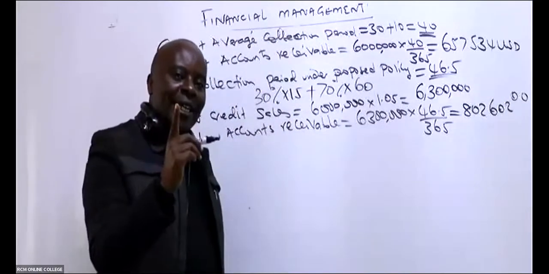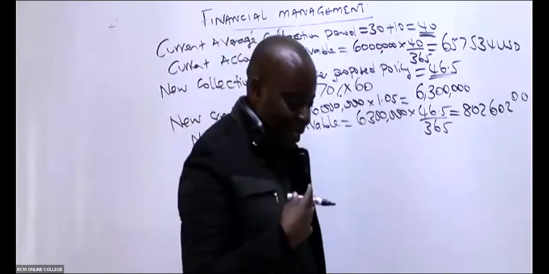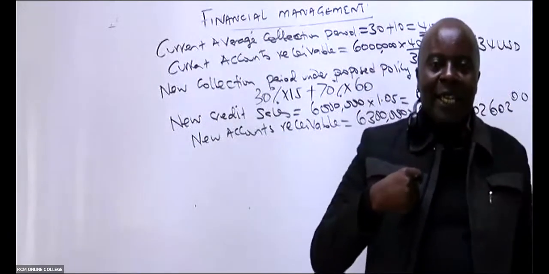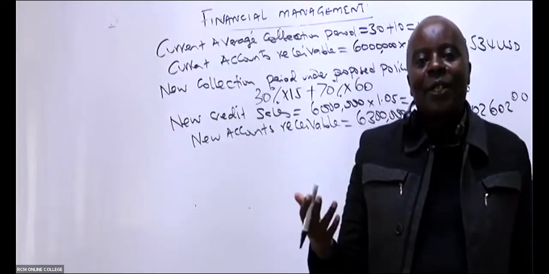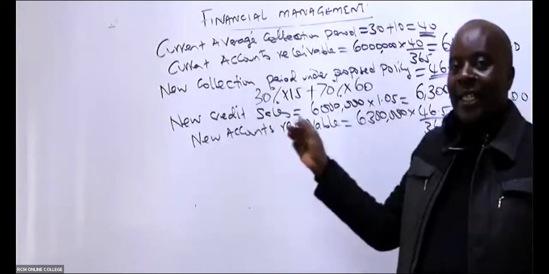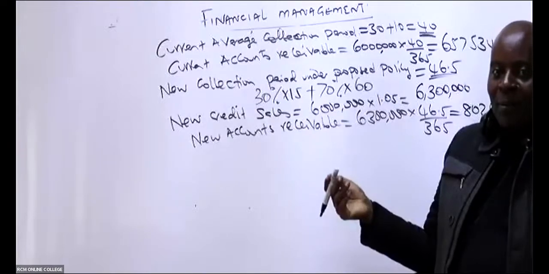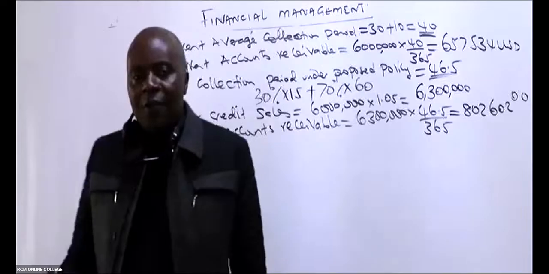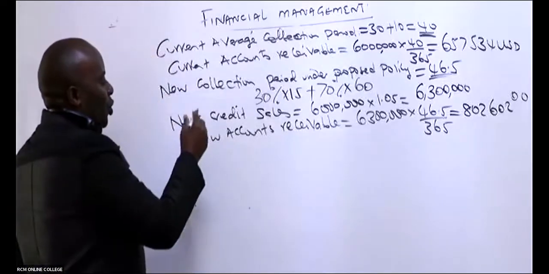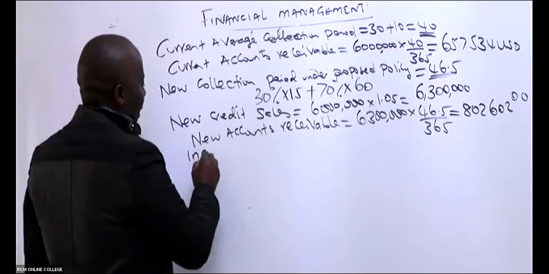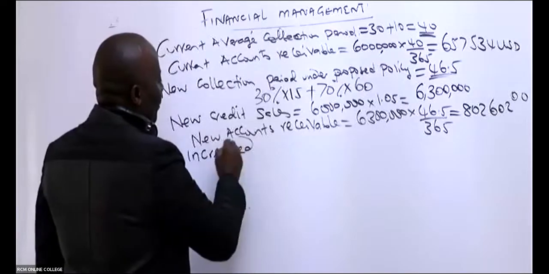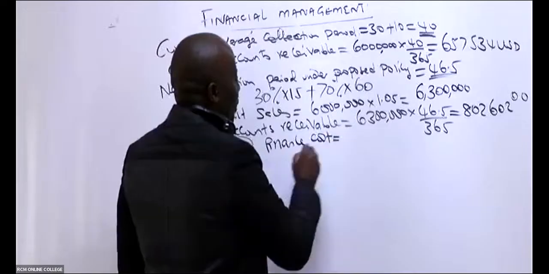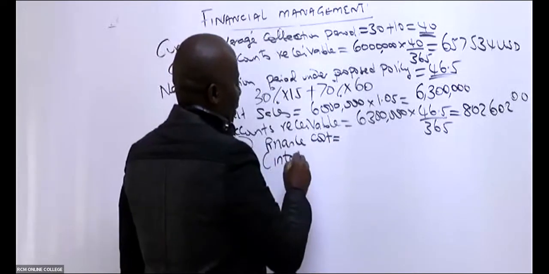So in this case here now, we suffer as a company. Yes, our sales have grown, but we're going to suffer immediately because our credit facilities will be stretched. We're going to finance a bigger receivable. Most of our monies will be outside there. So give us the increase in finance cost. Because of this, give us the increased finance cost.